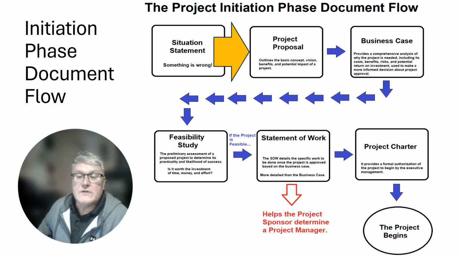So first, there's a situation statement. Somebody says, hey, there's something wrong. I've identified that there's a gap, a threat, or an opportunity that we need to address within our organization. The next thing that happens is there's a project proposal. It outlines the basic concept, the vision, the benefits, and the potential impact of doing a project on the organization.